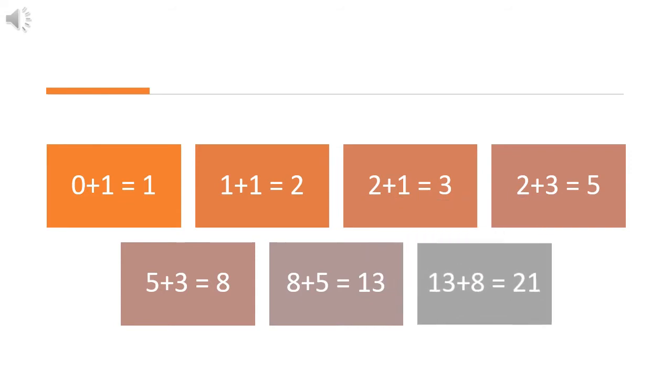Do you understand the sequence? You get the next number by adding the two numbers just before that. This is known as Fibonacci sequence or the Fibonacci numbers. You can even draw the sequence.